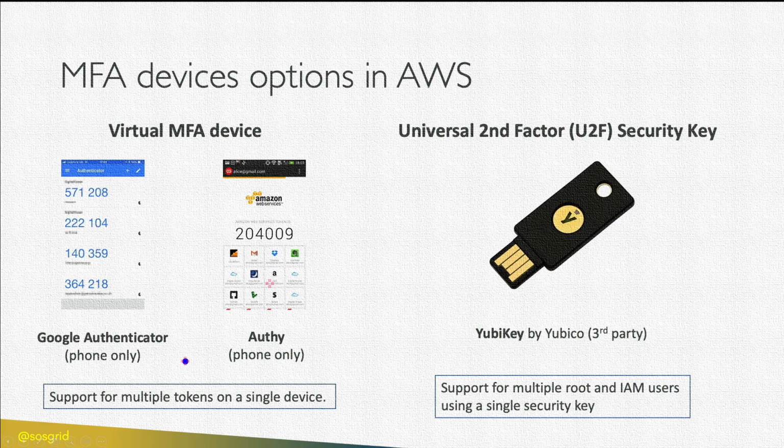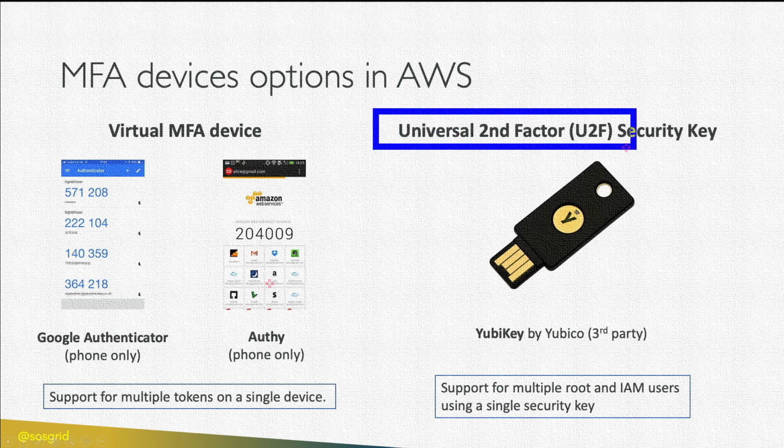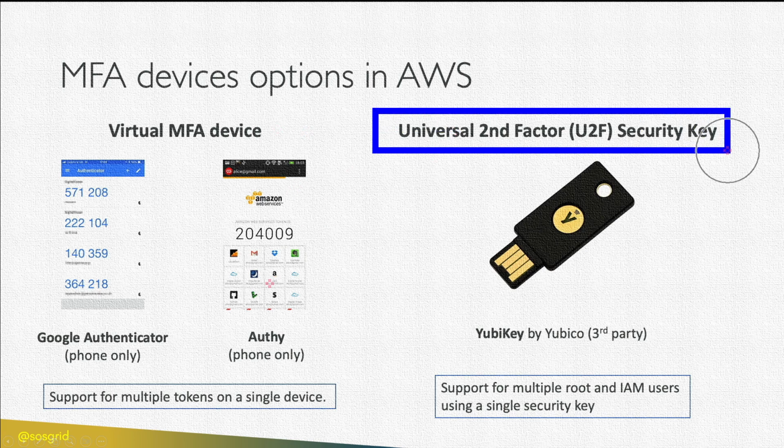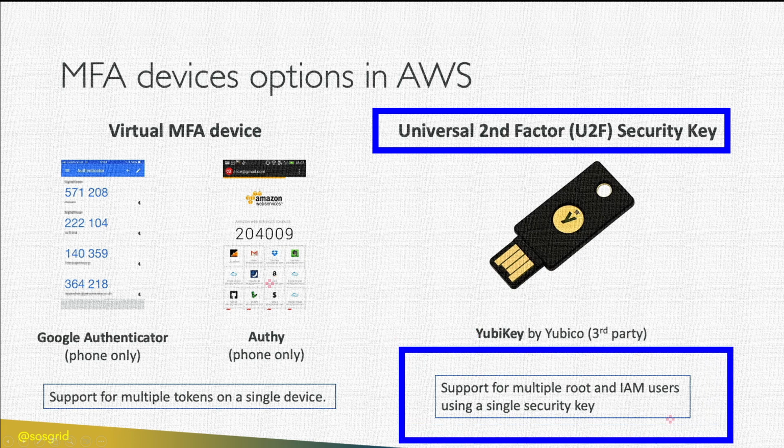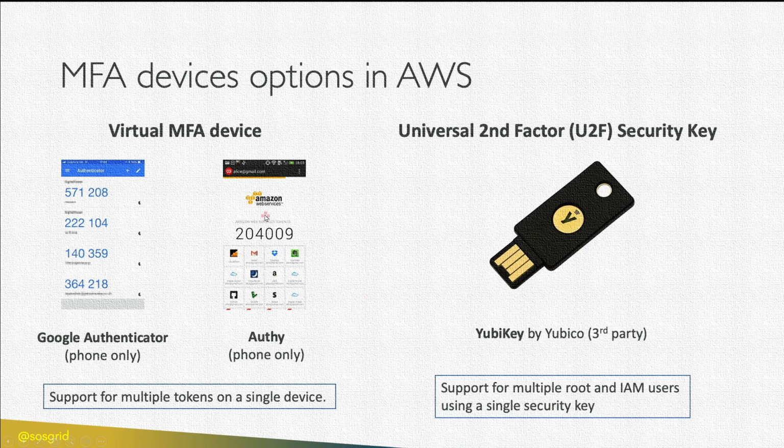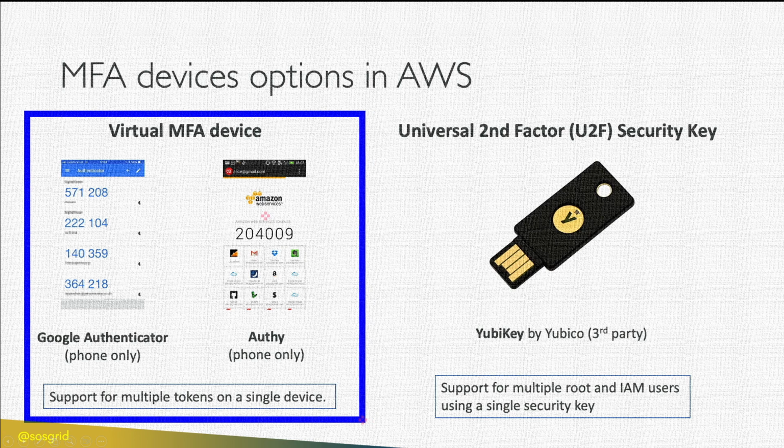So that's that for the virtual multi-factor device. Then we have the other one, which is universal second factor authentication, the U2F security key, which is provided by a third-party company called YubiKey. It allows you to use multiple root accounts and also different IAM users. In this tutorial we'll just focus on this one only.